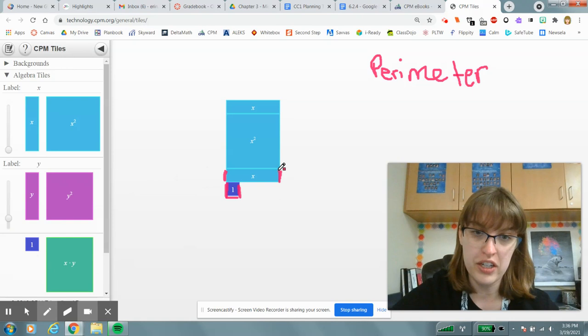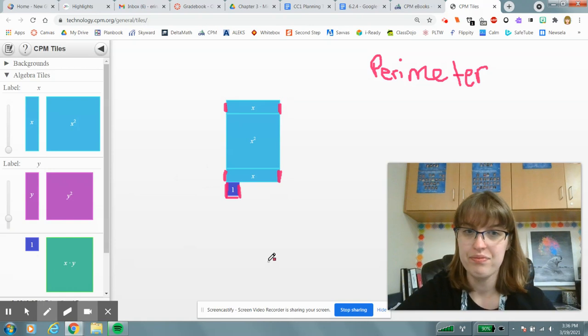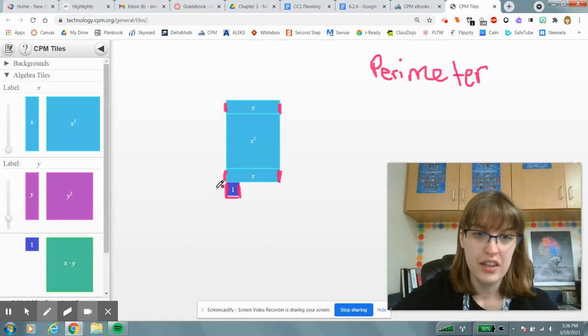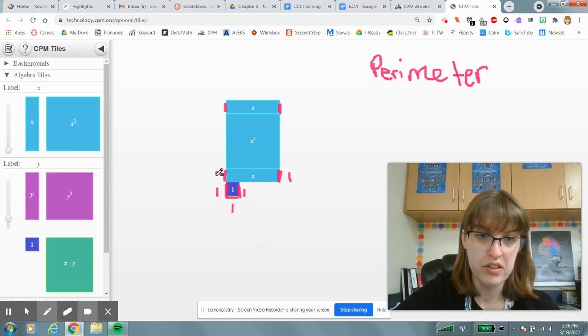This is a value of 1. This is a value of 1. And so is that. Then I'm going to put the value on the outside of every single one. All right, so all the 1s. There we go.